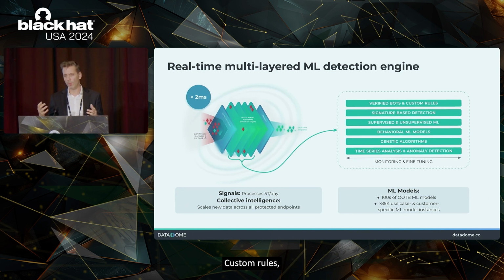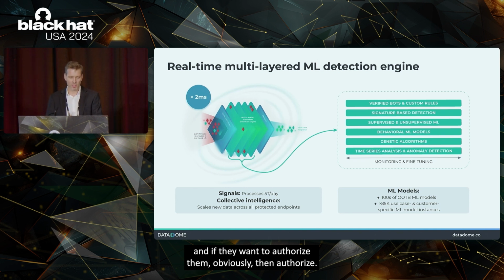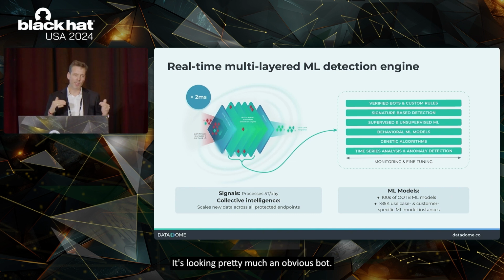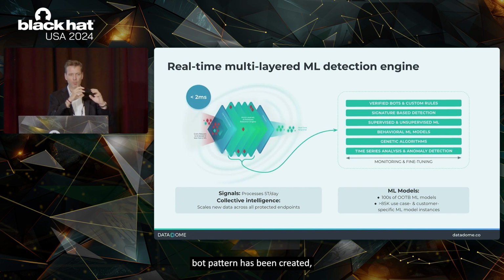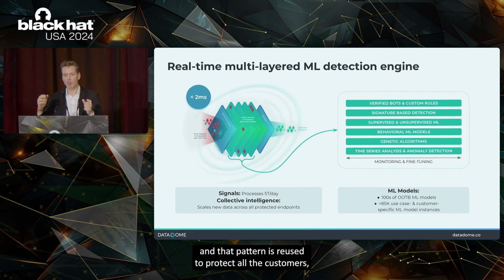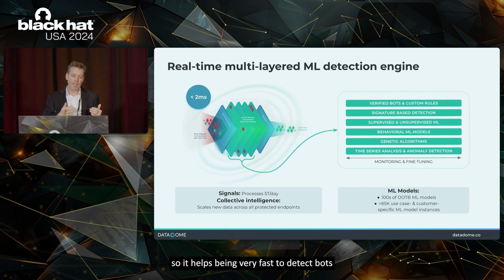Custom rules. Customers, they have IP addresses, for example, they want to authorize. So validate these first. And if they want to authorize them, obviously they authorize. Signature-based detection. That is very important. It's blocking pretty much the obvious bots. So if there is an attack performed against any of our customer, DataDome will create a bot pattern. And that bot pattern is reused against all the traffic coming. So if, let's say, New York Times under attack, bot pattern is being created, and that pattern is reused to protect all the customers. So it helps being very fast to detect bots.